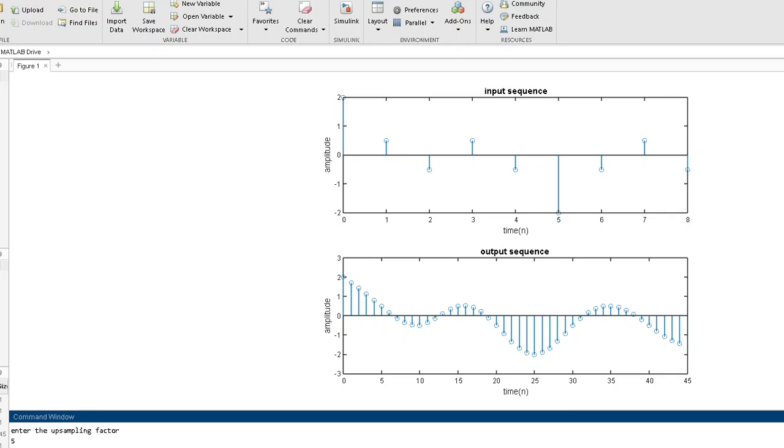Comparing the two, we can see here that the time of the input sequence only goes to 8, and for the output sequence we have 45. As we can clearly see, since interpolation is the process of increasing the sampling rate, it is clearly illustrated that in the interpolated output, there is a higher sampling rate and more frequency. So that is it for number 14.